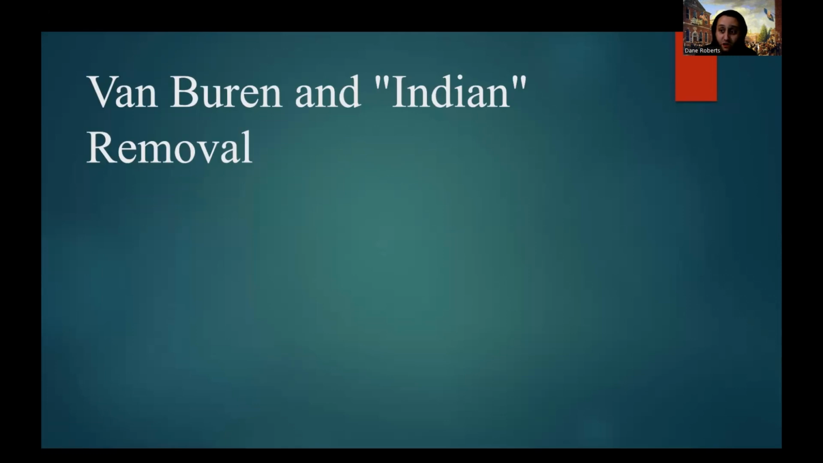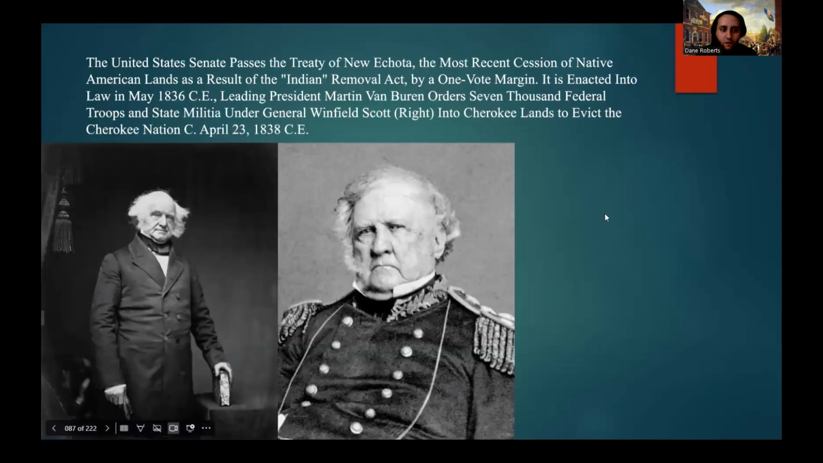Now, that being said, much like the Jackson presidency, arguably the biggest and most impactful event of the Van Buren presidency was that of the Indian Removal Act. Specifically, the passing of the Treaty of New Echota, the most recent cession of Native American lands as a result of the Indian Removal Act, by the United States Senate by a one vote margin. It would then be enacted into law in May 1836 CE, leading President Martin Van Buren to order 7,000 federal troops and state militia under General Winfield Scott into Cherokee lands to evict the Cherokee Nation on April 23rd, 1838 CE.